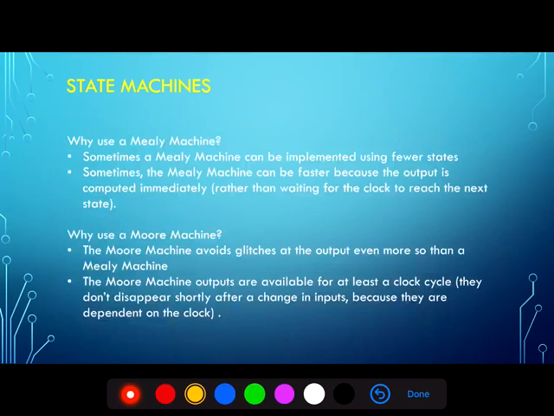A Moore machine, on the other hand, may be a little bit slower, but it avoids glitches at the output by clocking the output, so it's only available on a clock edge. The Moore machine outputs are also available for at least a clock cycle, so they wouldn't disappear shortly after a change in the inputs, as would be the case in a Mealy machine.